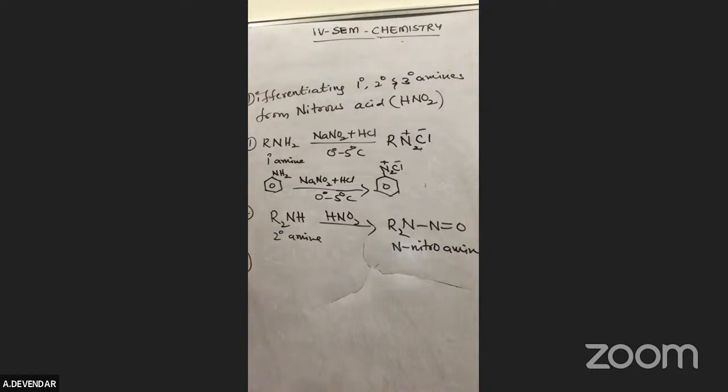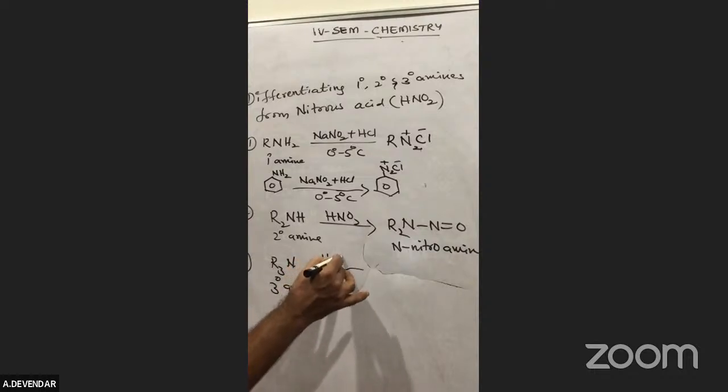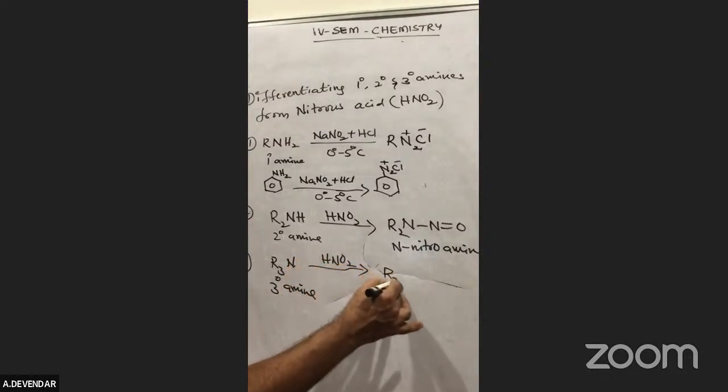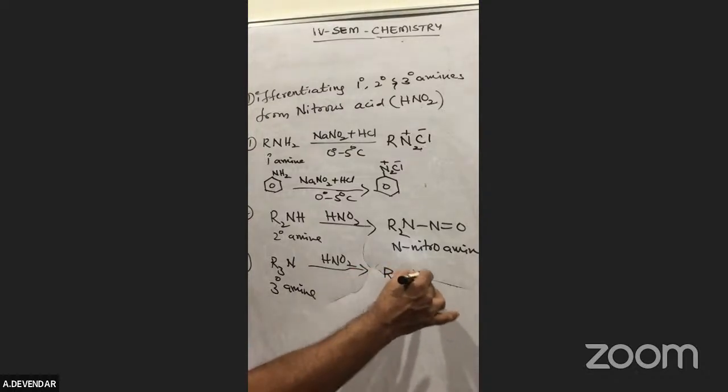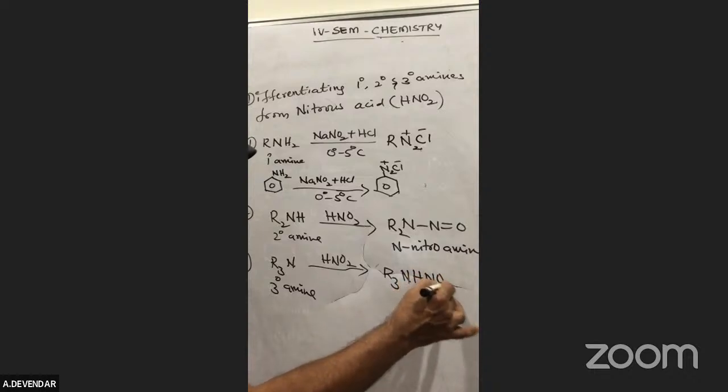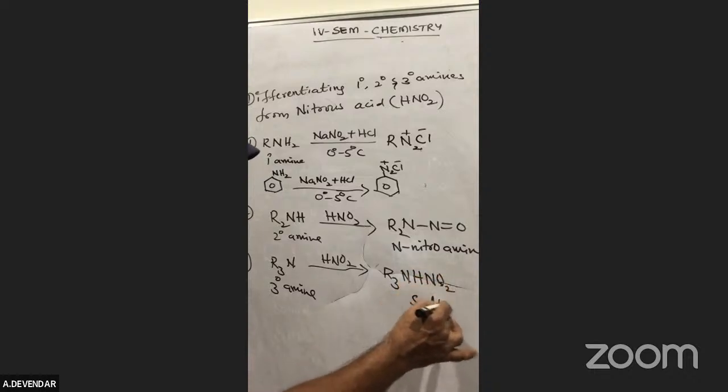If you are taking the tertiary amine, in presence of nitrous acid, a salt is formed, R3N.HNO2. It is a salt which is formed, that means it does not give any products. A derivative is formed. By means of this, we can easily differentiate the primary, secondary and tertiary amines.